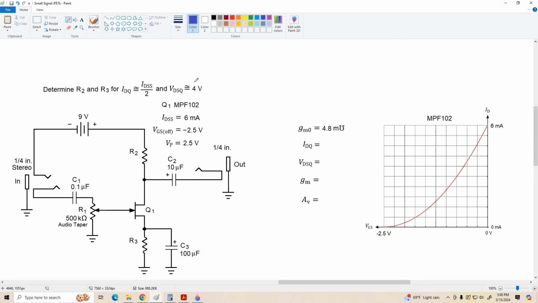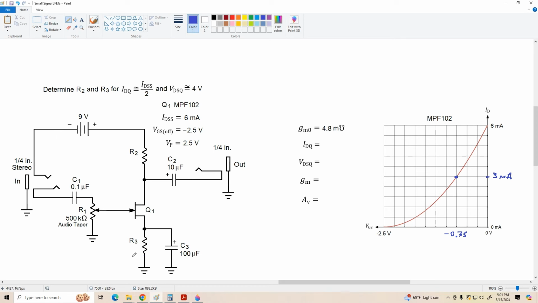All right, so what we're going to do to start is come over to our transconductance curves and locate our Q point drain current, which is 3 milliamps, IDSS over 2. And there's our Q point. And if we come down from there, we're over 3 divisions to the left. So that's 3 times 0.25, which is -0.75 volts. So that's our desired VGSQ, -0.75 volts.